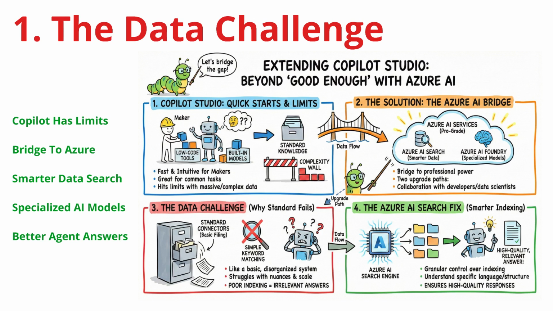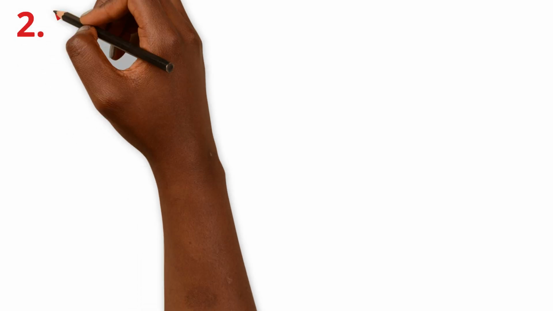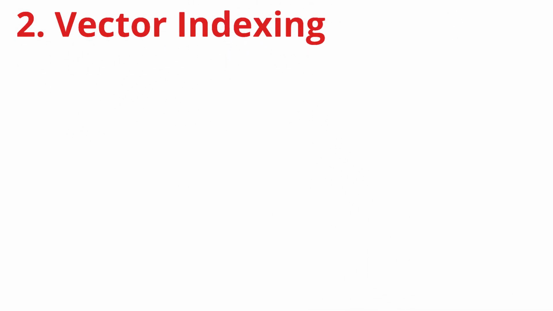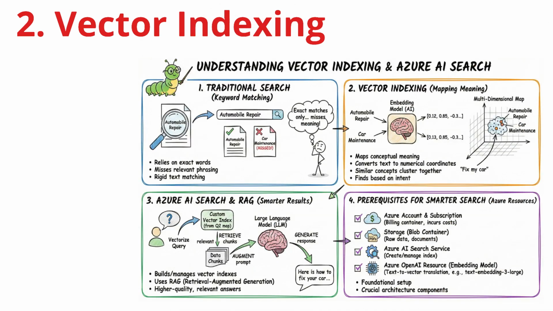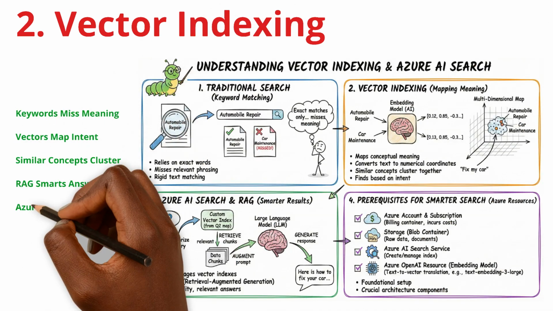The solution is bridging the gap to professional-grade Azure AI services. By moving to the Azure AI Search engine, you gain granular control over how your data is indexed. It understands context and structure, ensuring your agent delivers high-quality, relevant answers every time. To understand why Azure AI Search is such a significant upgrade, we must grasp vector indexing.